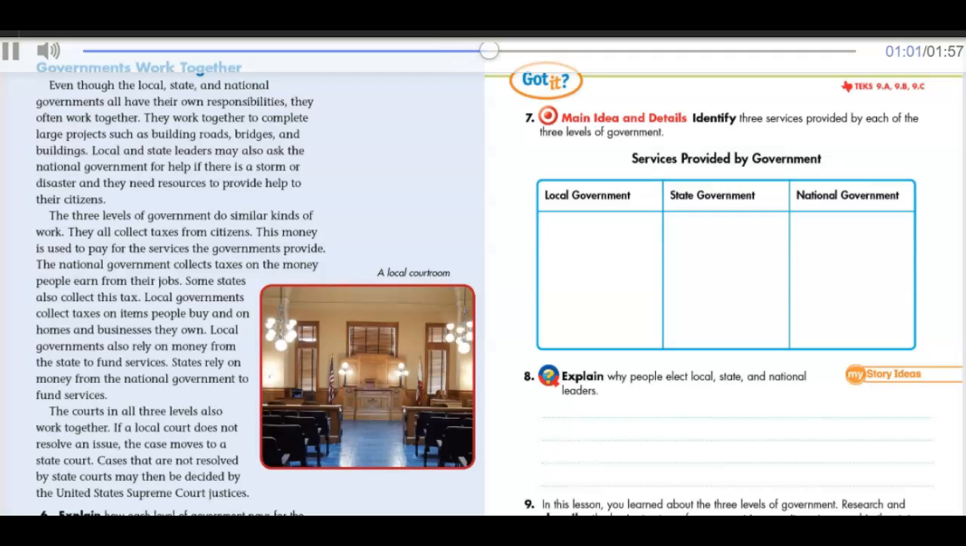The courts in all three levels also work together. If a local court does not resolve an issue, the case moves to a state court. Cases that are not resolved by state courts may then be decided by the United States Supreme Court justices.